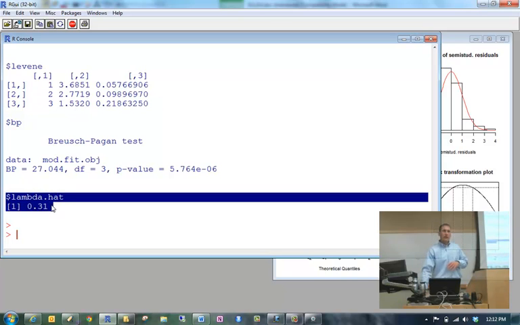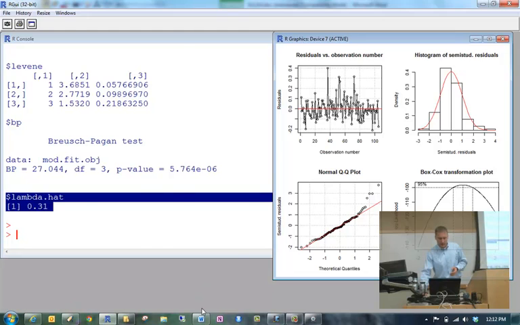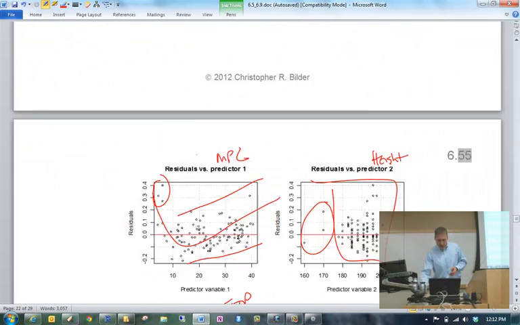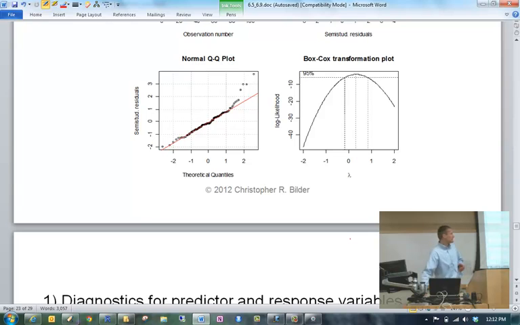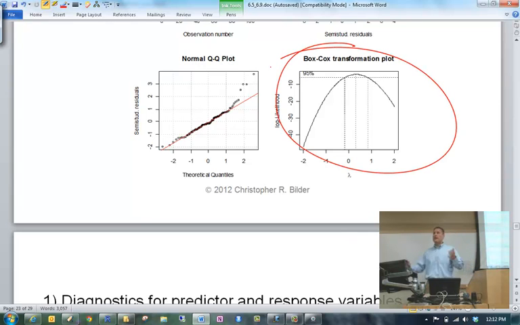Of course, we could also do the Box-Cox transformation. For some reason, I failed to actually mention that on page 656, but you should look at the Box-Cox transformation as well. I get a lambda hat of 0.31. Let's take a look at the corresponding plot. We'll go over here since we can blow it up a little bit bigger. So this is our corresponding plot. What's that telling us?